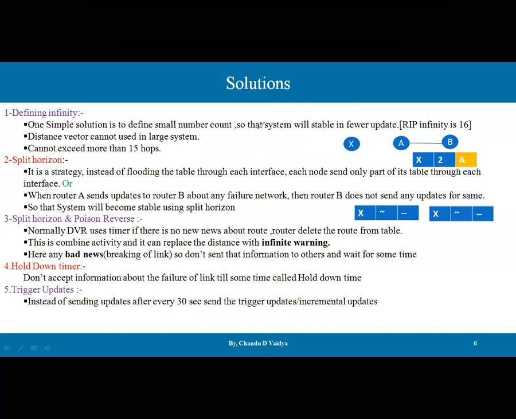Then what are the solutions to this particular count to infinity problem, guys? There are definite solutions. The first solution: instead of having that sharing mechanism between the two neighbors without limit, there is supposed to be a fixed count. The number of times the updated table is exchanged has to be fixed, a defined small number of counts, so that the system becomes stable in fewer updates. Here in RIP, infinity is 16 hops, and distance vector cannot exceed more than 15.